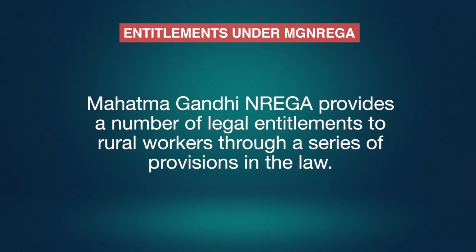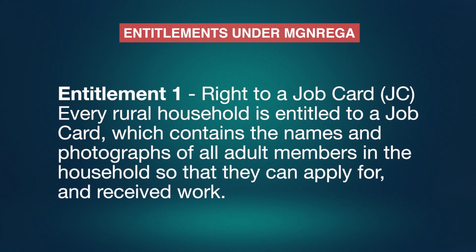Let us now come to the entitlements under MGNREGA. In other words, MGNREGA for the first time provides a number of legal entitlements to the workers who wish to get themselves enrolled in the scheme. The first entitlement is the right to a job card. Each rural household is entitled to a job card which contains the names and photographs of all the adult members in the household so that they can apply for and receive work. This is the first entitlement.